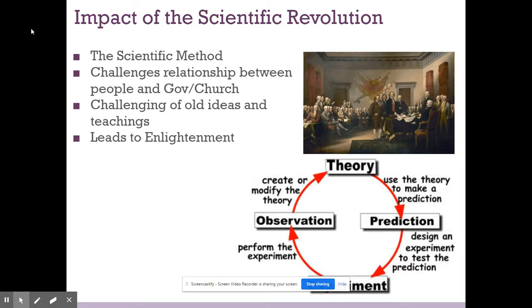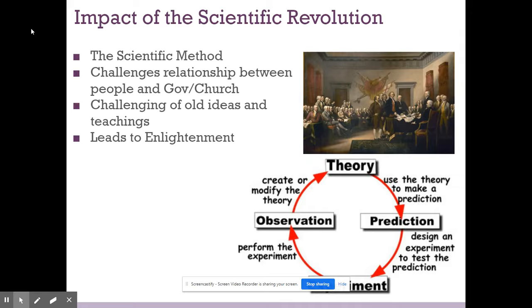So the scientific method is very, very important. And the impact of the scientific revolution is obviously going to be the scientific method comes out of it. This is going to be that springboard for Europe having a lot of scientific discoveries and engineering discoveries. The challenging between the people and the church and the government is going to be a major, major issue.